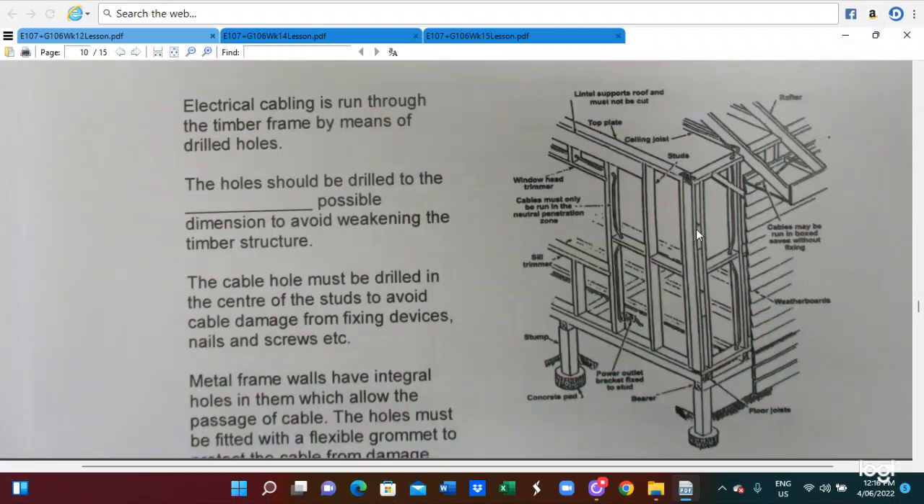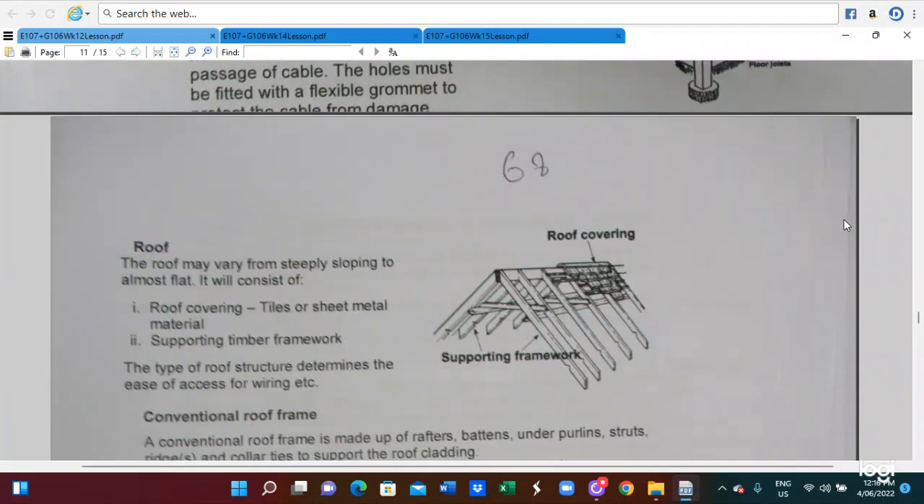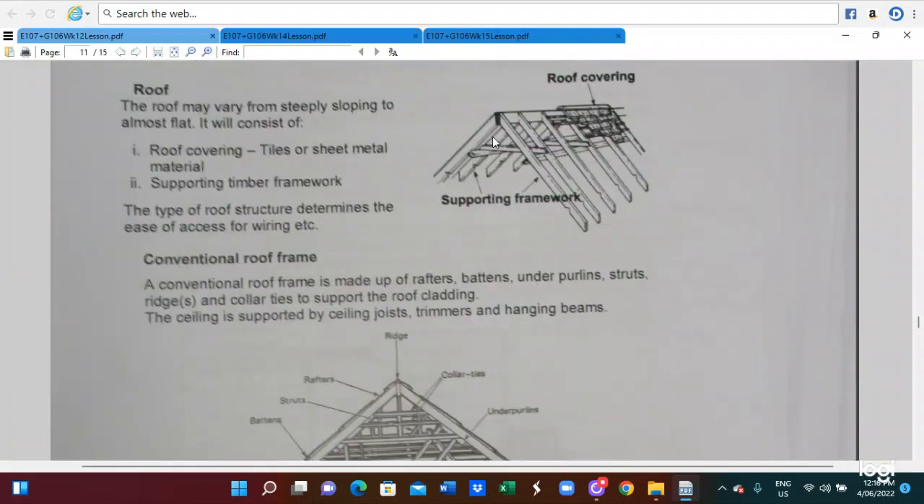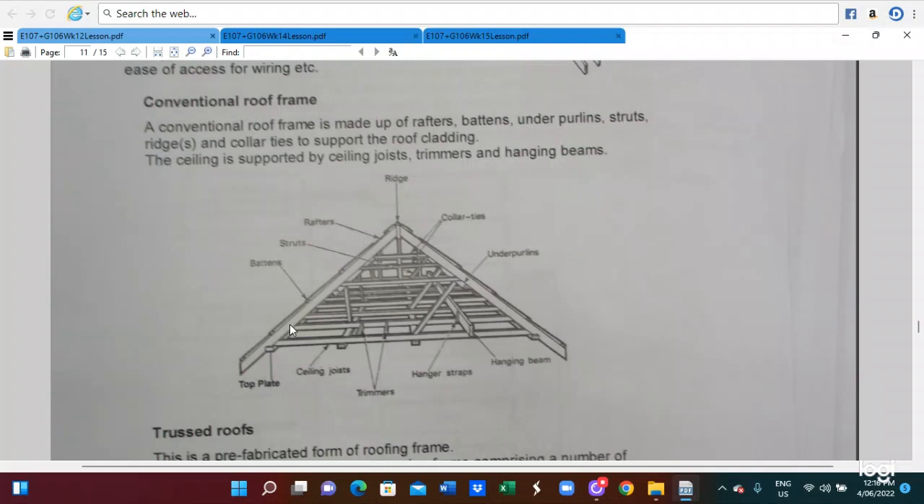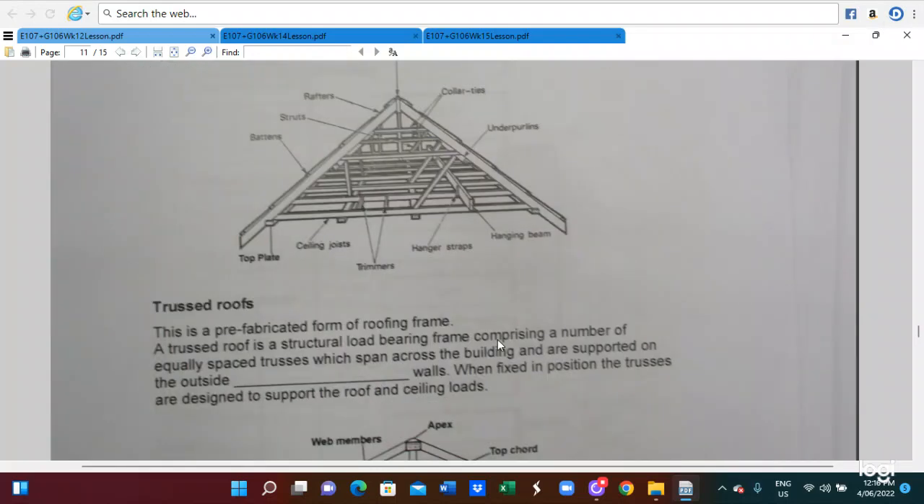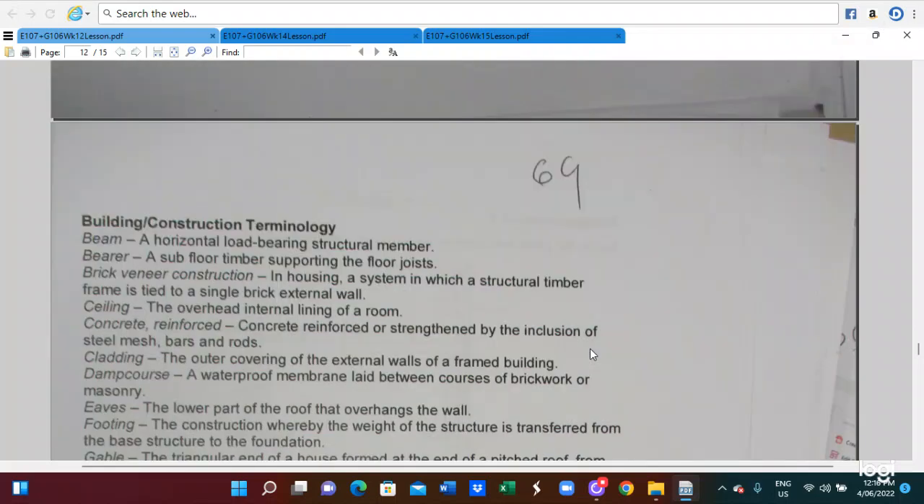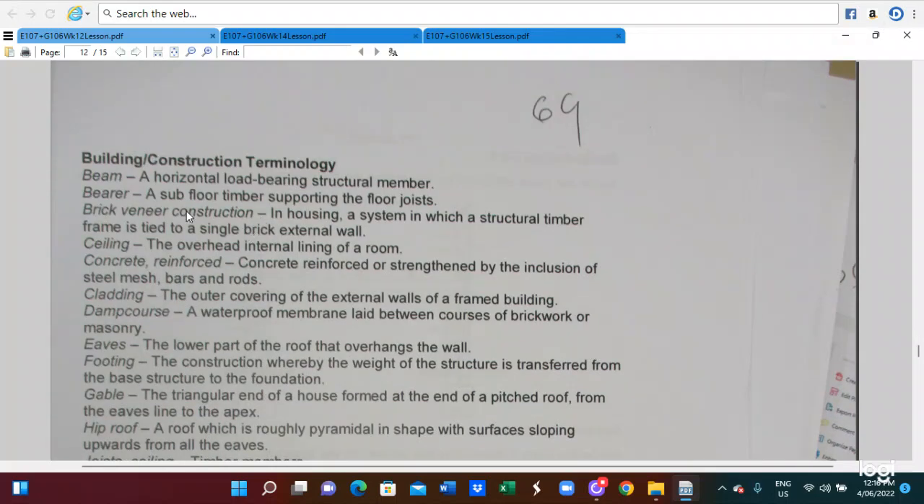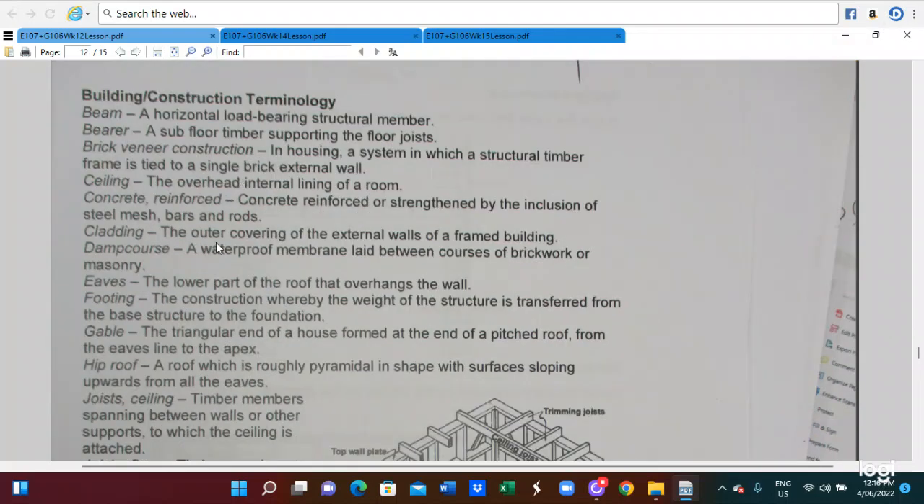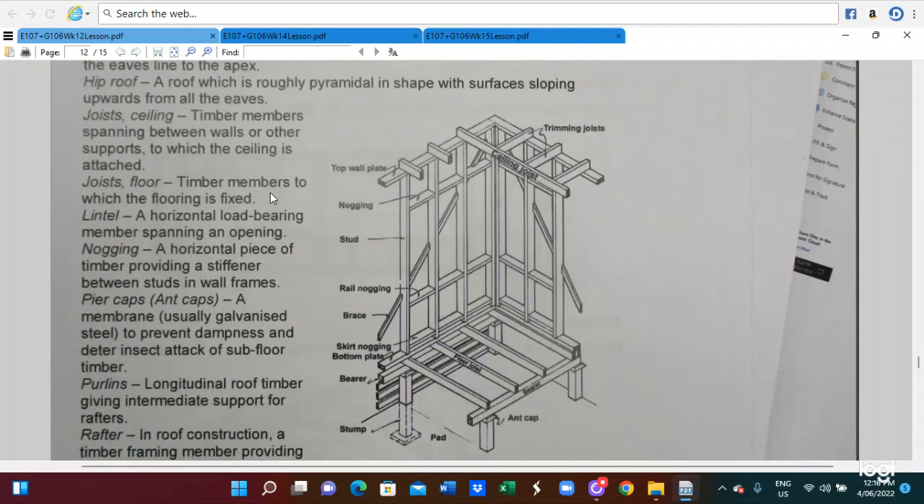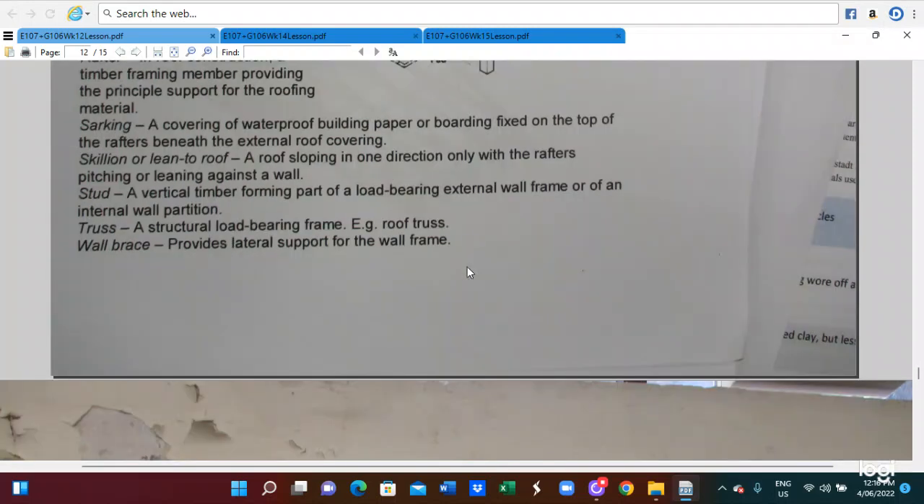This is the electrical cabling, how the electrical cabling runs, and it is a component of the building. Here is the roof construction, roof covering, supporting framework. This is a truss roof construction. So this is how the truss roofs are constructed. And here we can also read the building construction terminology. So this is building construction terminology, or technical terms, and this is the indication of the building component.